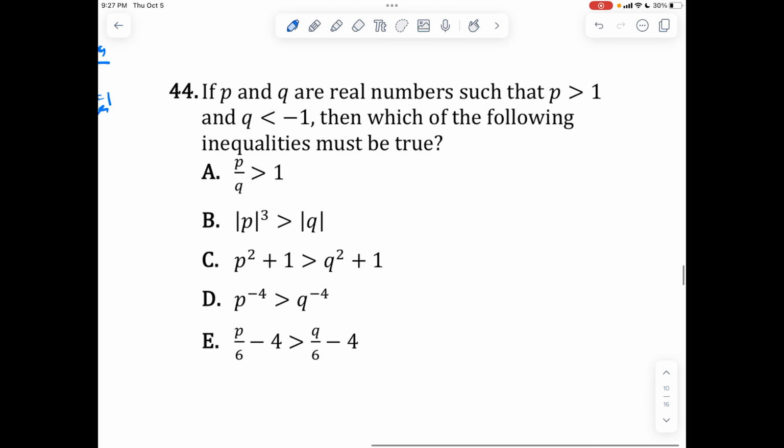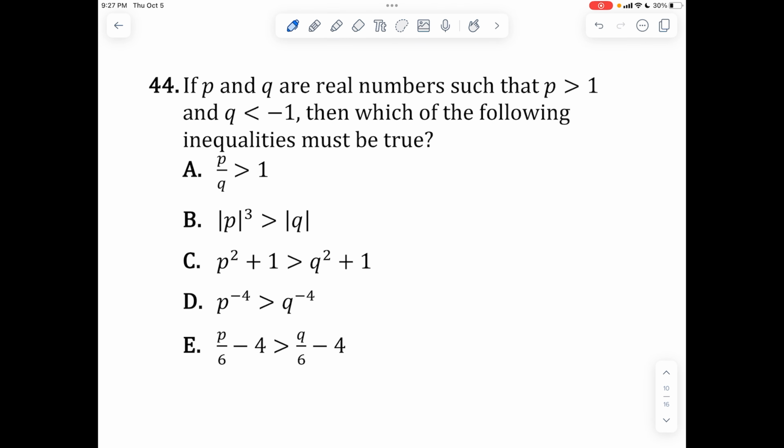If p and q are real numbers such that p is greater than 1 and q is less than 1, which of the following inequalities must be true? Let's just say p is equal to 3 and q is equal to negative 2. Okay, so is this true? Let's just try. 3 over negative 2 is greater than 1. That's not true. P to the third is greater than the absolute value of q. So let's just try that. 3 to the third is greater than the absolute value of negative 2. That gives you 27 is greater than 2.